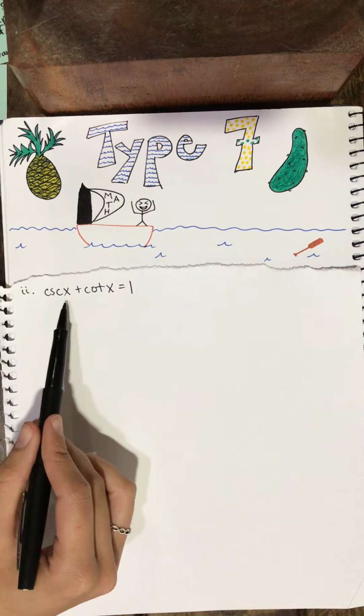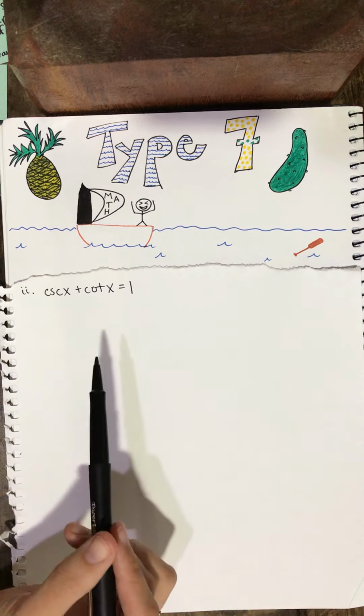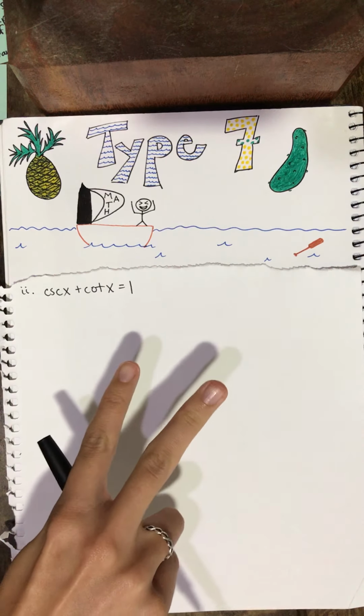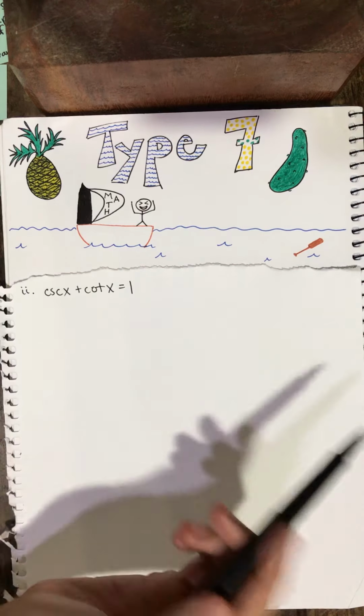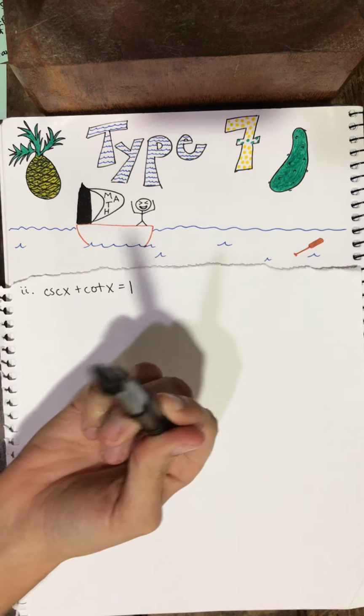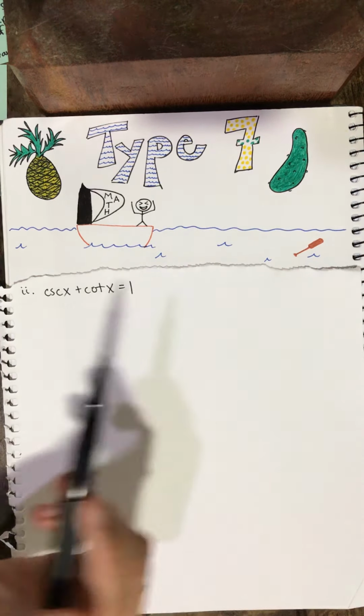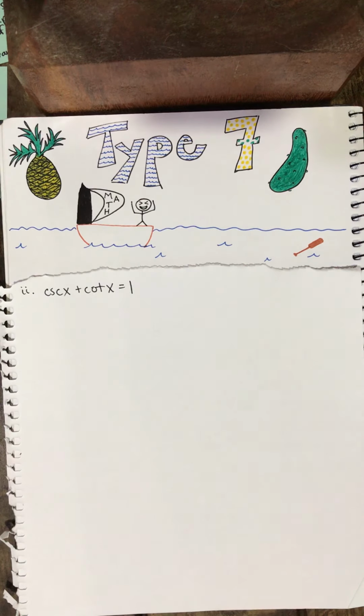Here we go. Cosecant plus cotangent of x is equal to 1. Now I wanted to do this one because there's two different ways of doing it. Both are correct. It's okay whichever way you do it. First, I'm going to do it the way that I think you did it. I think that you used the exact same method before.